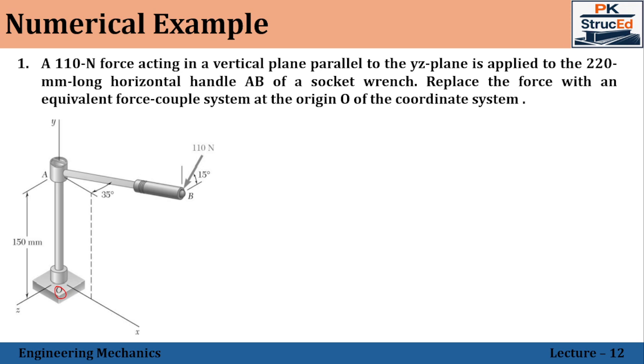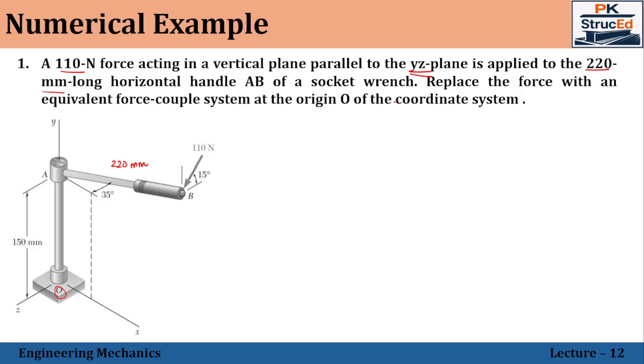Now we'll solve this problem in a step-by-step manner. You can see the 110 Newton force, which is applied at the end of the socket, is acting in a vertical plane parallel to the YZ plane and is applied to a 220 mm long horizontal handle AB. So the length of the handle AB is given as 220 mm. The force is applied at the end of the handle AB and has an inclination of 15 degrees with respect to the Z axis.